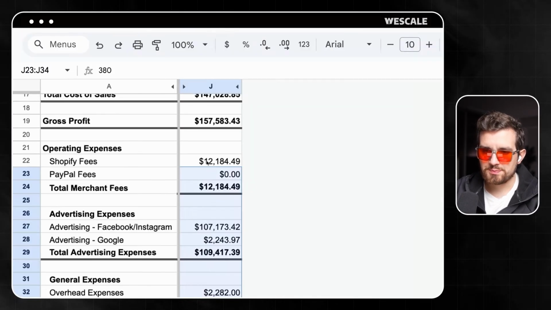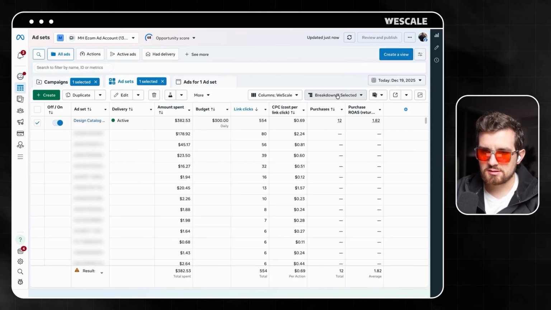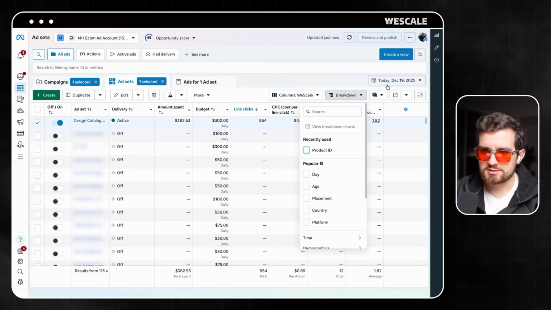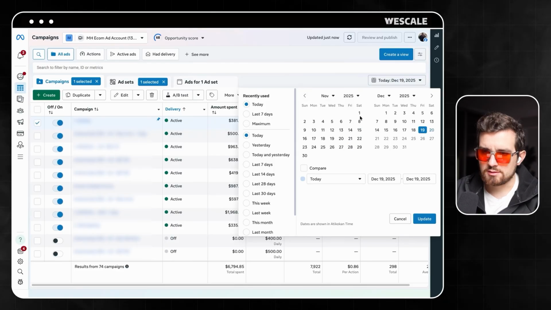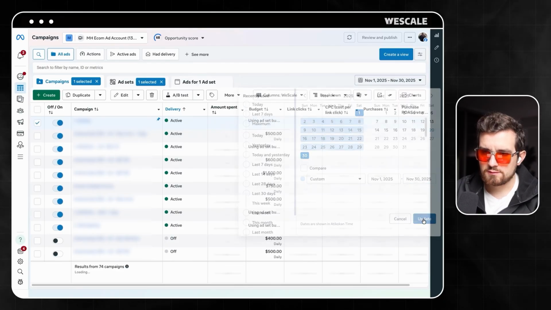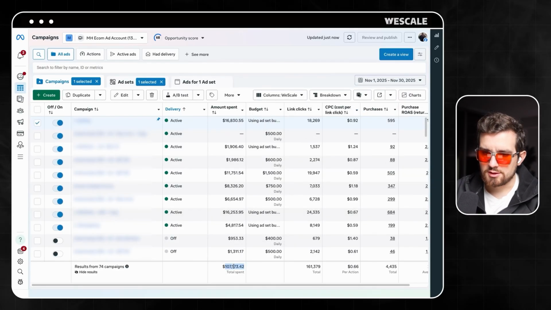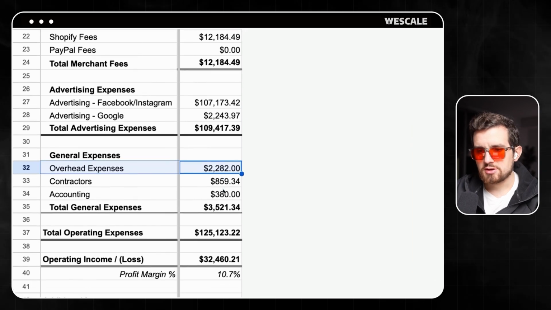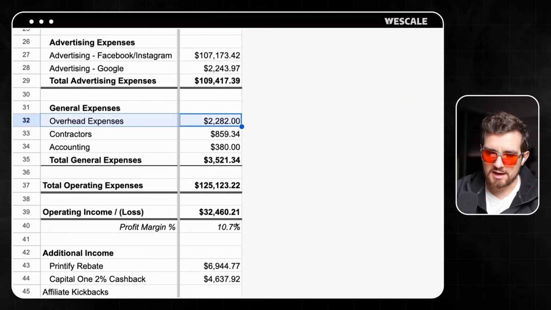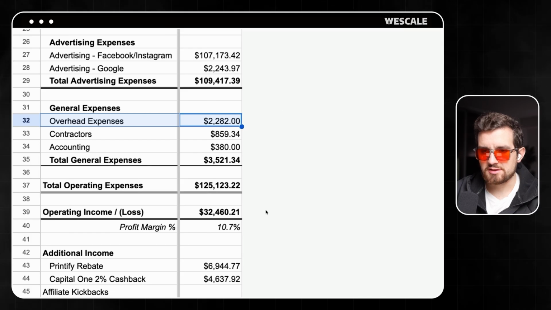Then our Facebook ad spend, the way we pull that is we just go to the ad account and we just go first through the 30th, 107,000. Plop that right there. Google, we don't have to worry about. Then overhead expenses, you just go basically add a tab to the spreadsheet and just list out every subscription.